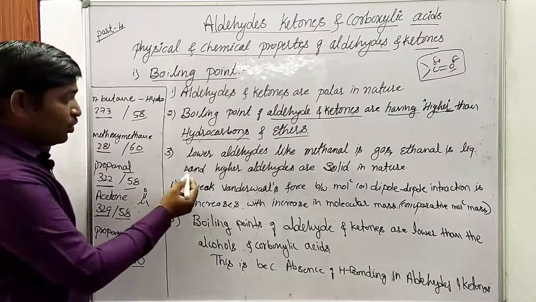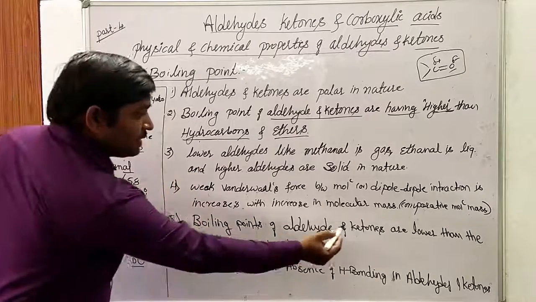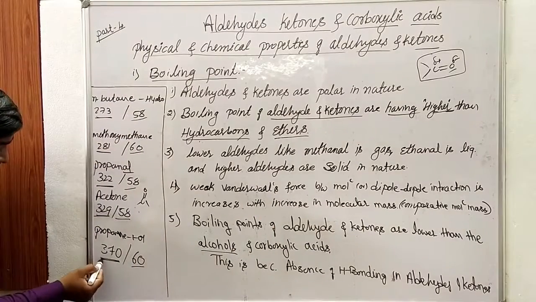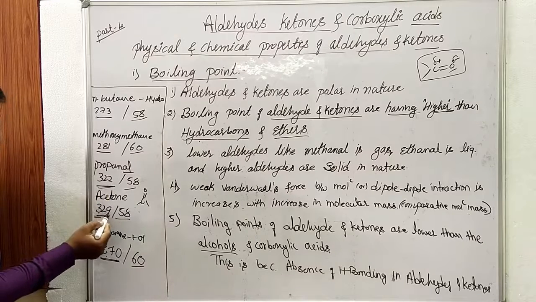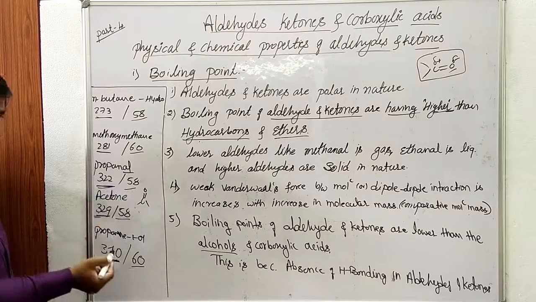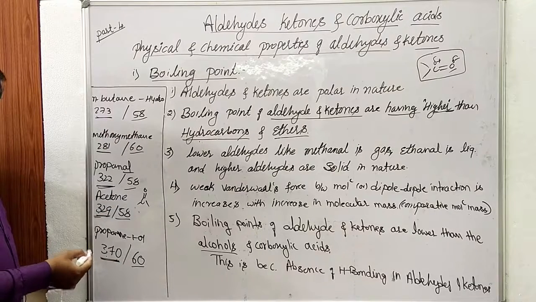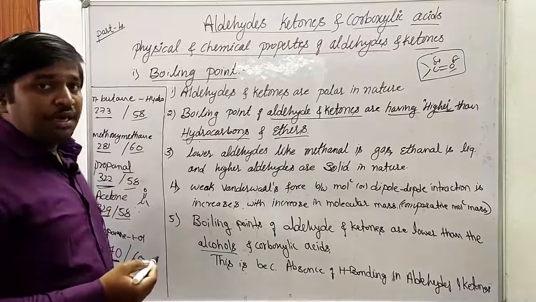So that's why I told you that the boiling points of aldehydes and ketones are lower than that of alcohols. See here, this is an alcohol. This alcohol is having 370. Here ketone and aldehydes are having 322 and 329 with comparable masses. So almost the masses are the same, but the boiling points differ. This is because of the polar nature of these carbonyl compounds.